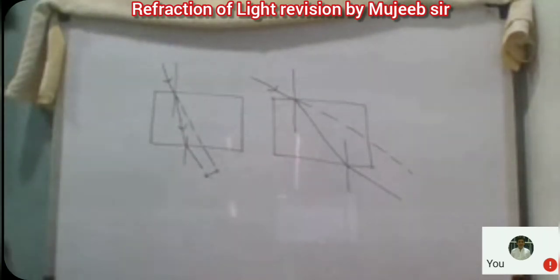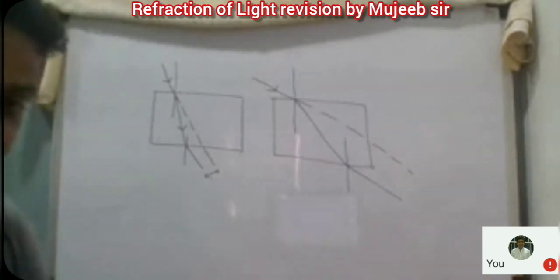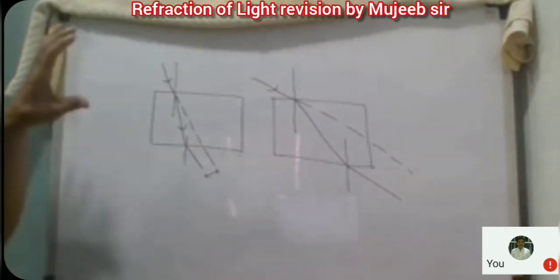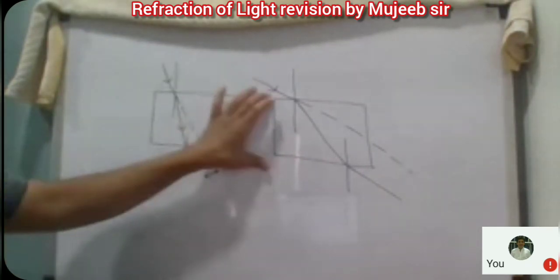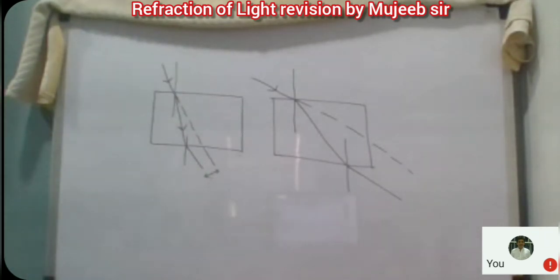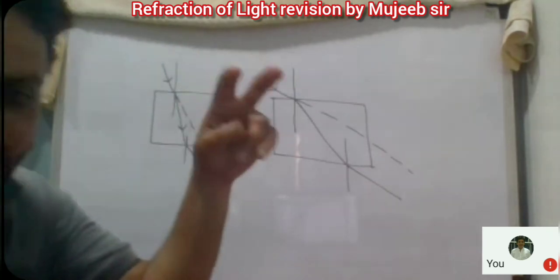In this way, we can prove that the lateral displacement depends upon two factors: the angle of incidence and the thickness of the glass slab. But remember, when you talk of the angle of incidence, that time the thickness is the same. When you talk of the thickness, that time the angle of incidence is the same. And here the other two factors are not discussed.